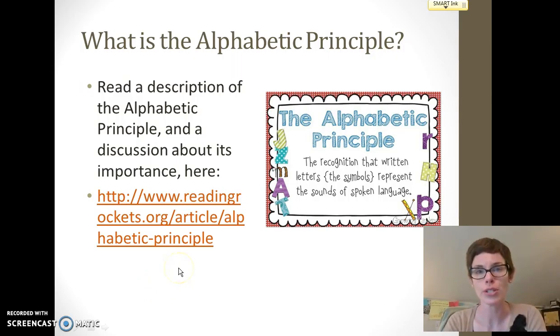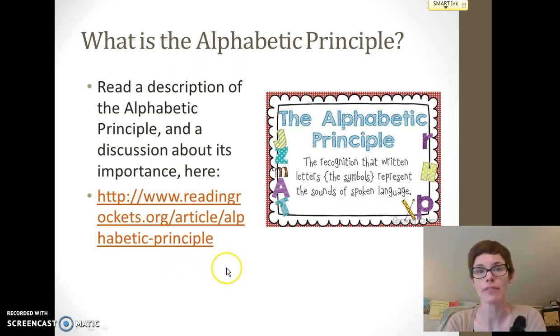So what I want you to do to get a better understanding of the alphabetic principle is to go to this Reading Rockets guide and read the text in this article. Again, Reading Rockets, like we've been saying in class, is a really nice easy way to understand concepts in phonics instruction. And it will also talk to you about some of the activities you can do for children to help them with the alphabetic principle.